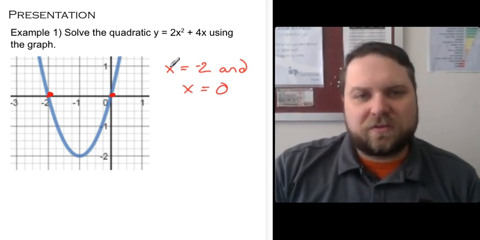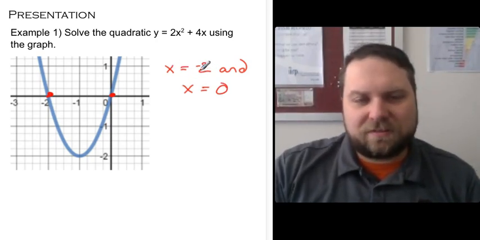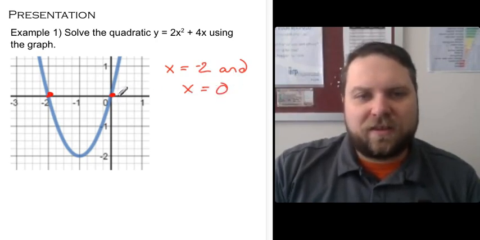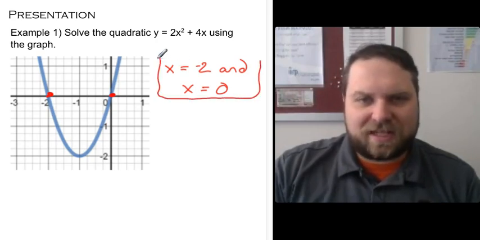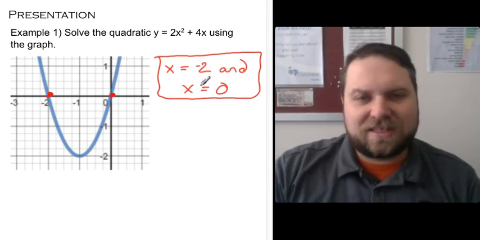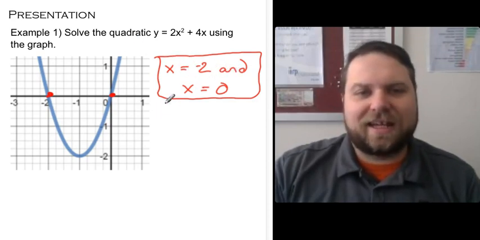Notice how I wrote those. X equals some number and x equals some other number. Those are the roots. This is the most typical presentation that I'm going to ask you for. So when I ask you to solve, this is what I want your answer to look like.